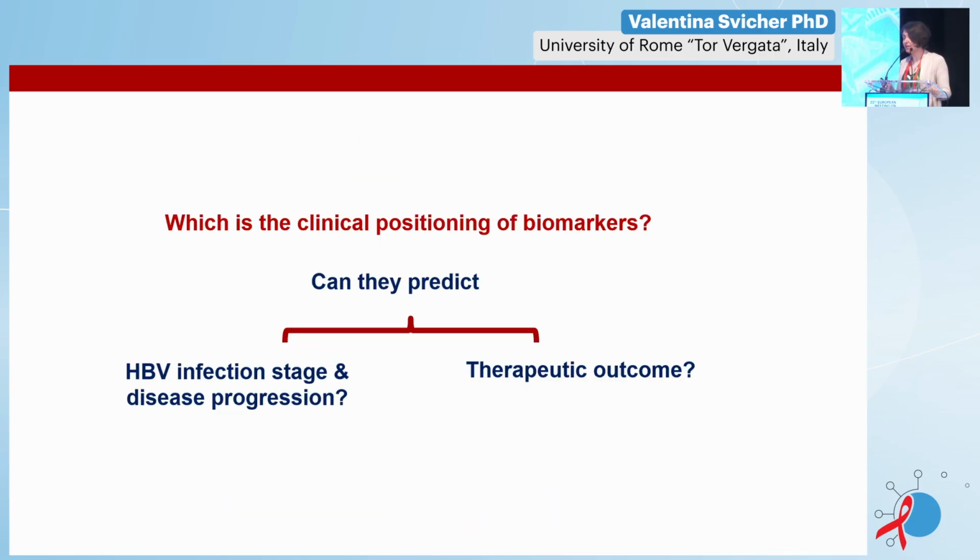But which is the clinical positioning of these biomarkers? In which clinical setting can they provide an added value compared to the classical ones? In particular, the scientific community is evaluating the role of these novel biomarkers in predicting liver disease progression, including the risk of liver cancer. Let's remember that HBV is endowed with direct pro-oncogenic properties.